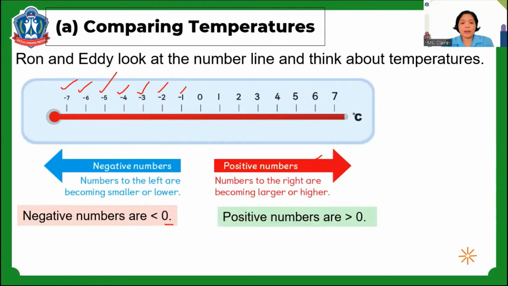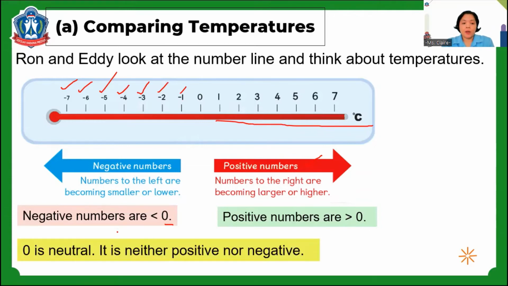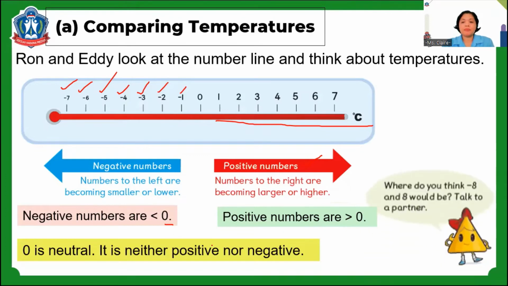On the other side, positive numbers are greater than 0. So all numbers on the right side of 0 are positive and they have larger or higher value. 0 is a neutral number, so it is neither positive nor negative. Remember, 0 is a neutral number. So where do you think negative 8 and 8 would be? Where should we put negative 8 and positive 8 in our number line? If you know the answer, you can share that during our class.